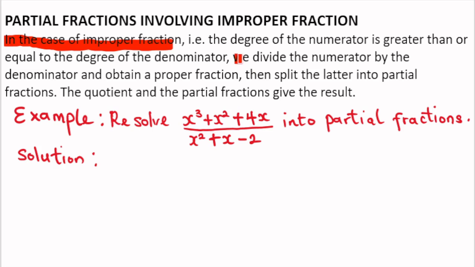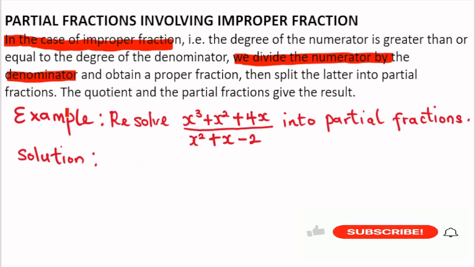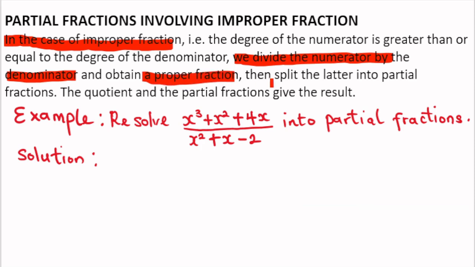So in this case, we divide the numerator by the denominator. Here we're going to be using the long division method. So we divide the numerator by the denominator and obtain a proper fraction. Now when we get this proper fraction, we split it into partial fractions. Then after splitting into partial fractions and solving using the partial fraction method, the quotient and the partial fractions give us the result. The quotient here means the answer we get after dividing the numerator by the denominator, and the partial fractions we get after solving will give us the result of the question.